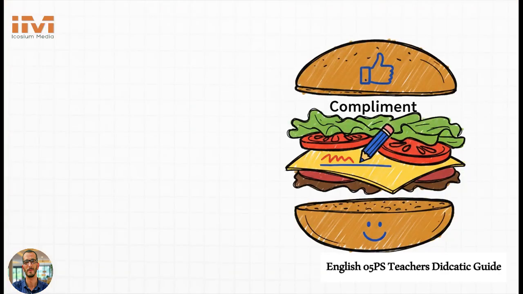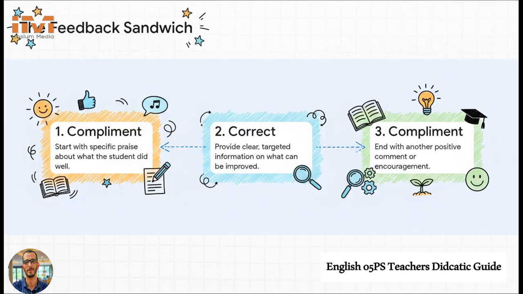So, how do we give that feedback in a way that actually builds kids up instead of tearing them down? Well, the guide recommends a really simple but super effective technique: the feedback sandwich. And yeah, it's pretty much as simple as it sounds. Number 1, you start with specific praise. Tell them something they did well. Number 2, you give them clear, targeted advice on what they can improve. And number 3, you end with another positive, encouraging comment. It's a game changer for keeping students motivated.